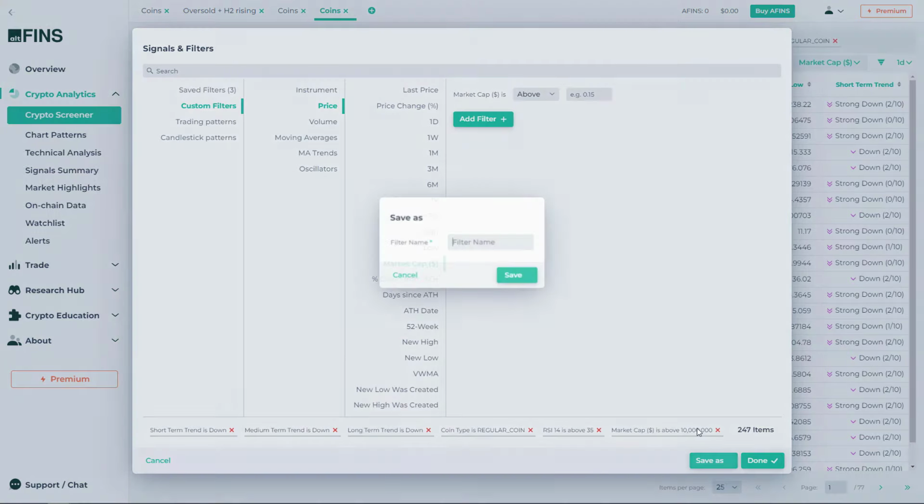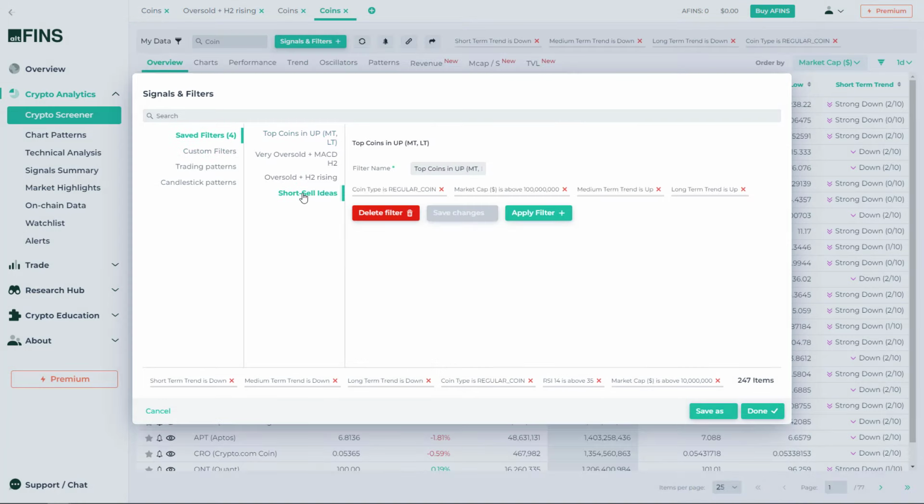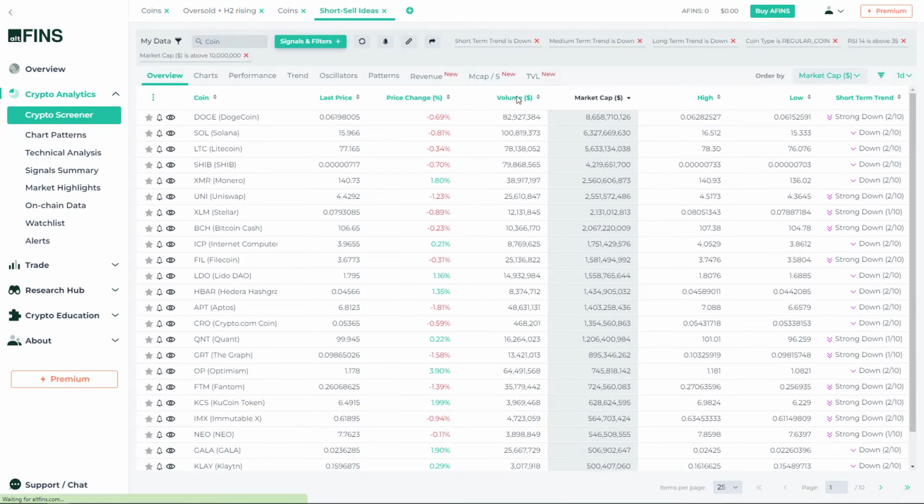I can save this now to say short sell ideas and come back to that under my saved filters in the future, and we can apply the filter and come back to it in the future. So here are the results: Dogecoin, Solana, Litecoin, Shiba Inu, Monero, Uniswap, and so on. All of these are coins that are in a downtrend but have bounced up. Let's take a look at the charts.